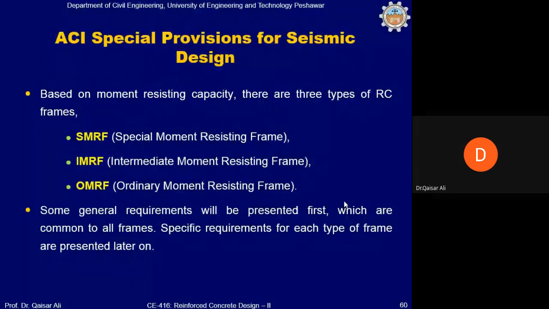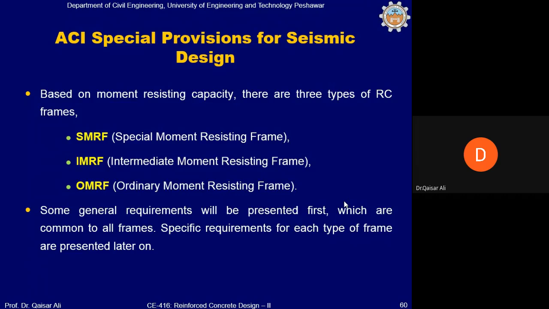Once these frames are known to us, the ACI code has some more recommendations with regard to these 3 types of frame. The ACI code says that a special moment resisting frame must be provided in zone 3 and 4. In zone 3 and 4, the intermediate moment resisting frame and OMRF are not allowed to be used. If we design and construct a reinforced concrete frame structure there, it must fulfill the provisions of a special moment resisting frame.